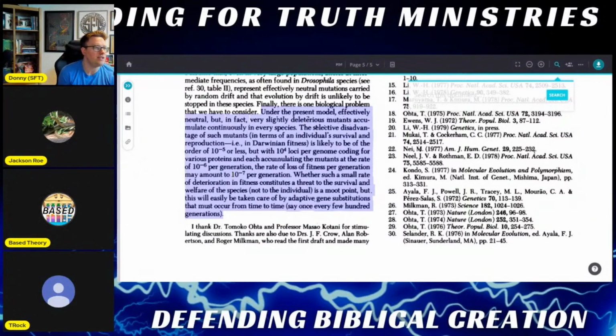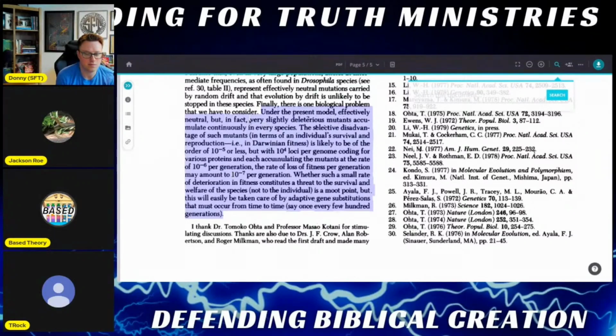Well, no, I'm saying when he uses the term effectively neutral, that's what he means. But that is not the case. That's what I'm saying. That is not the case. Well, where does he say that? Under that big umbrella of effectively neutral, you can have very slightly deleterious mutants. That's not to say that all effectively neutral mutations are very slightly deleterious. He's not saying that.